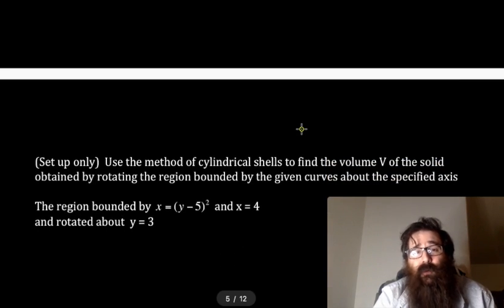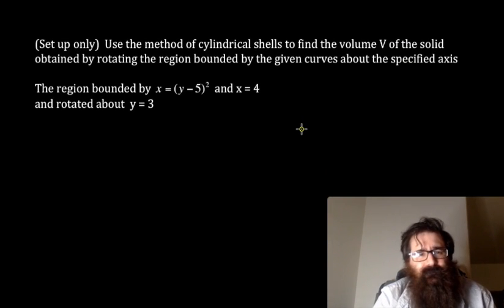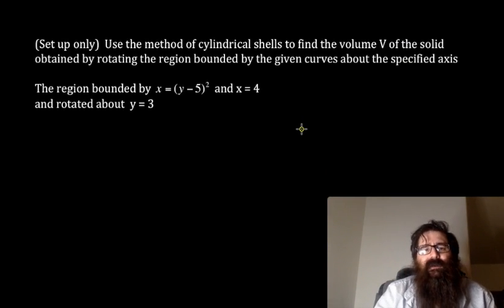Let's take a look at one more example for the shell method. Let's do the setup only. And we'll talk strategy from there, and we'll move on. I'm going to use the method of cylindrical shells to find the volume V of the solid obtained by rotating the region bounded by the given curves about the specified axes.